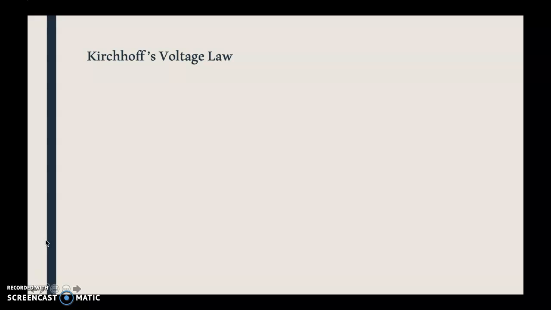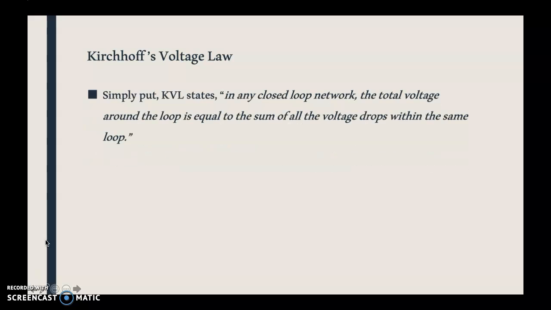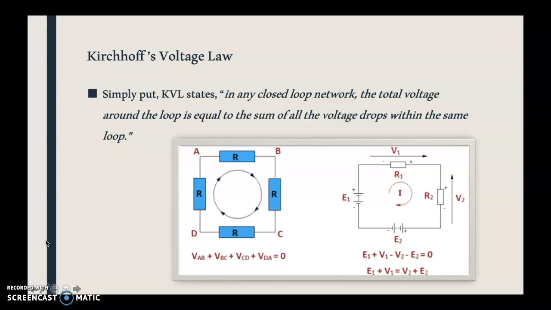So for Kirchhoff's voltage law, he simply states, in any closed loop network, the total voltage in the circuit around the loop is equal to the sum of all the voltage drops within the same loop. Now here are two diagrams to further explain his definition.